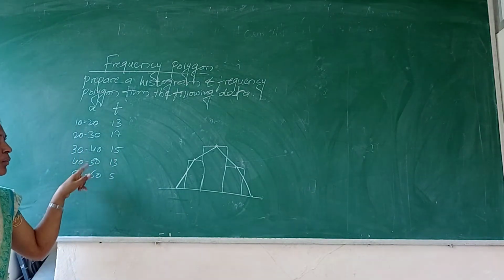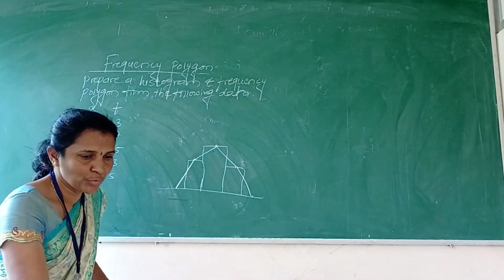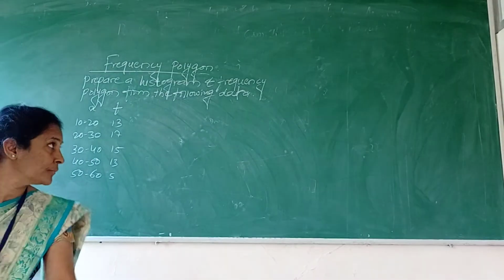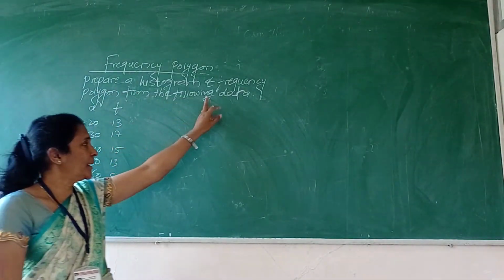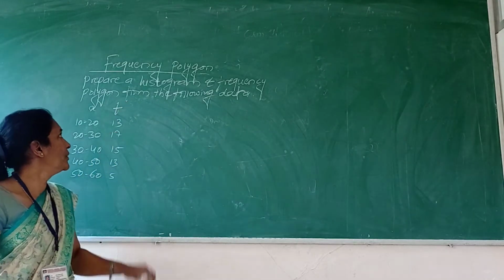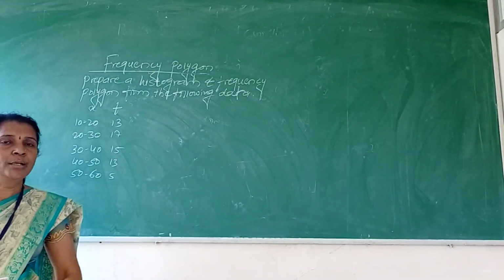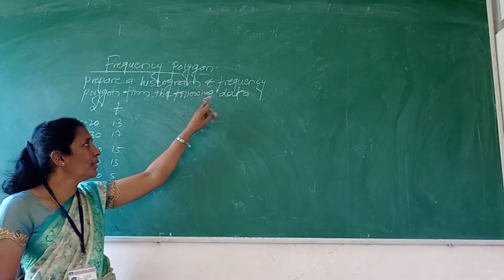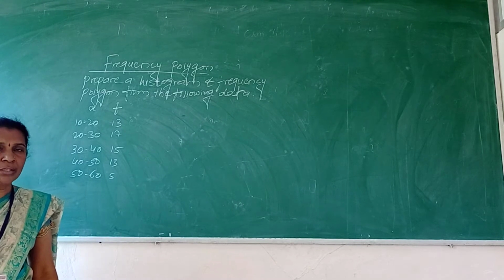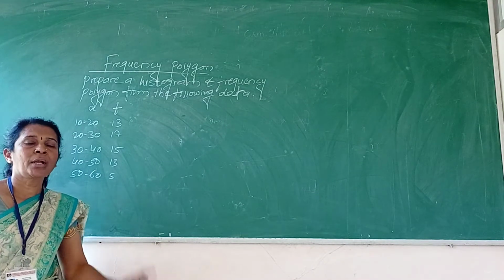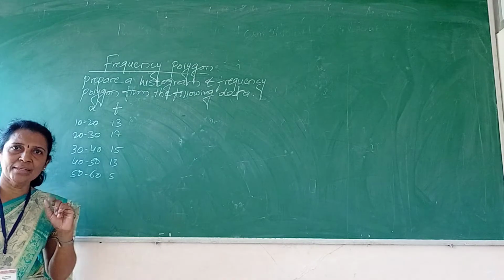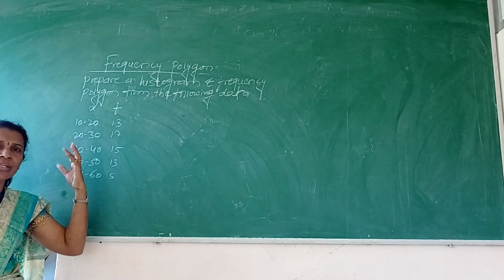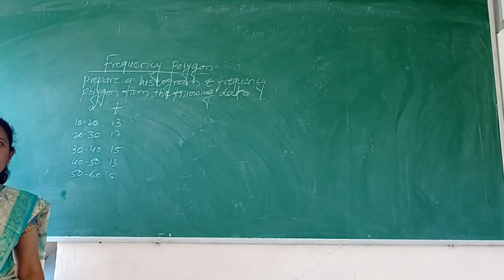Now we will solve one example, then you will come to know exactly how it is drawn. Prepare a histogram and frequency polygon from the following data. So in this problem they have directly asked for the histogram and frequency polygon. So we have to draw both. First we will draw the histogram. You are given x and f. X stands for class, f stands for frequency.